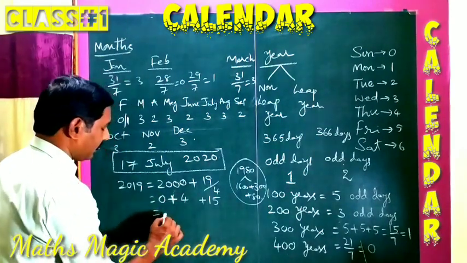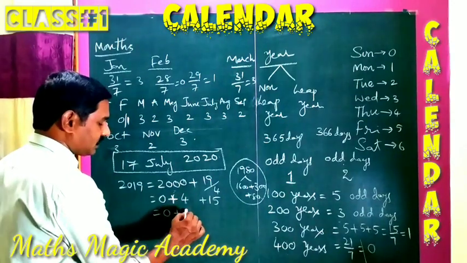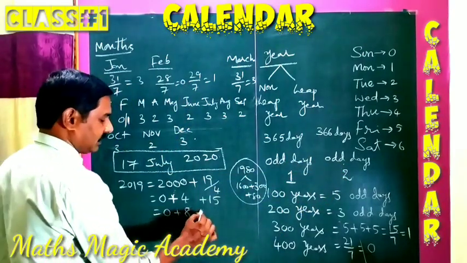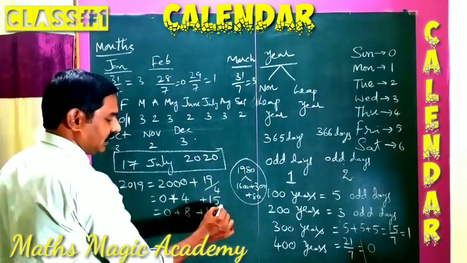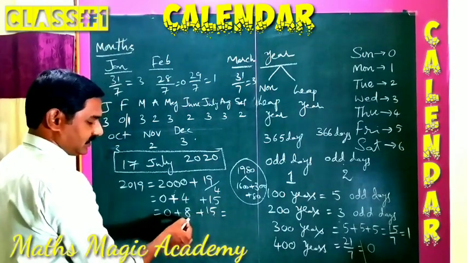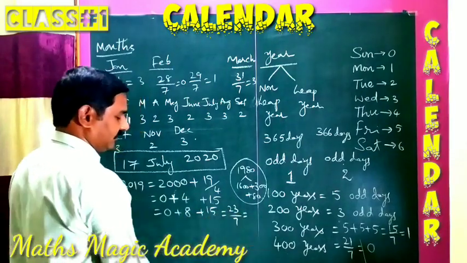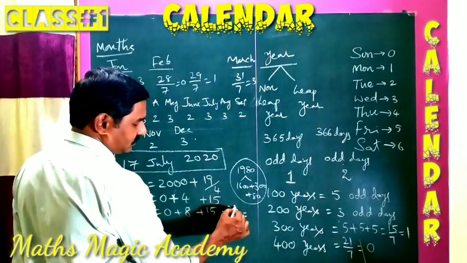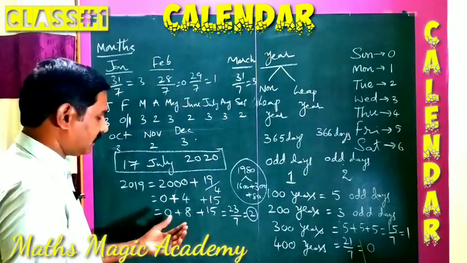Now here 0 plus 4 leap years. These are the leap years. So 4 2s 8. Why? Because for leap year 2 number of odd days will be there. So 4 2s are 8. For non-leap year how many odd days is there? 1. That's why you can take 15. So now here we got 15 plus 8, 23. 23 by 7. What is the remainder? We will get 7 3s are 21. So remainder is 2. So here we got 2 odd number of days for the previous year.